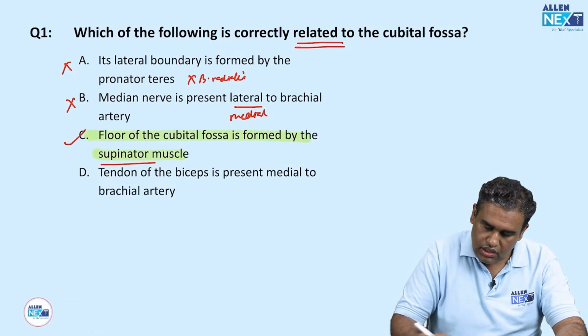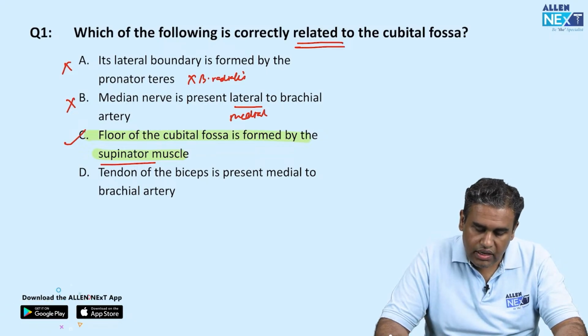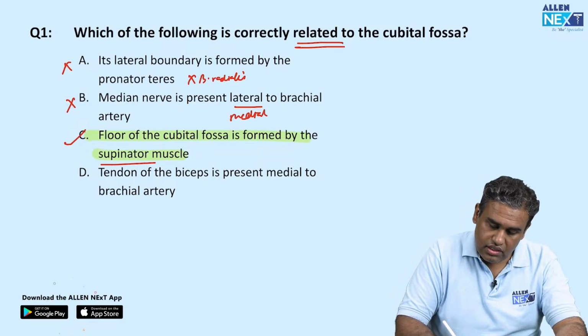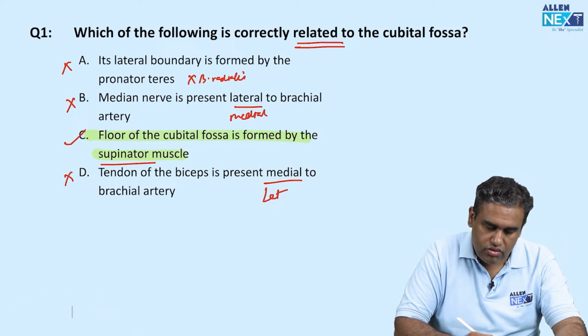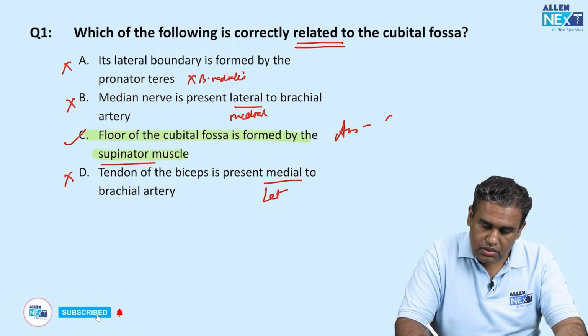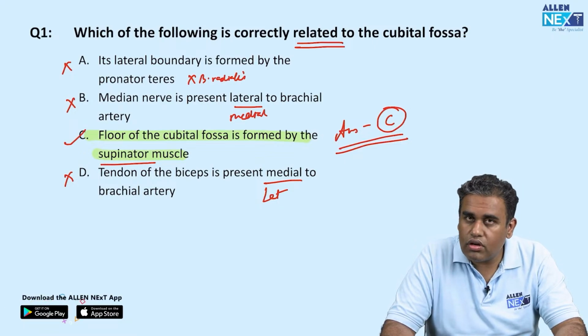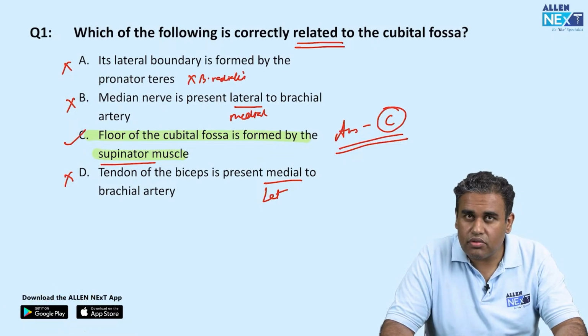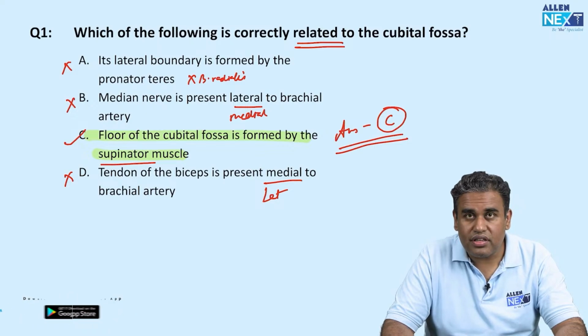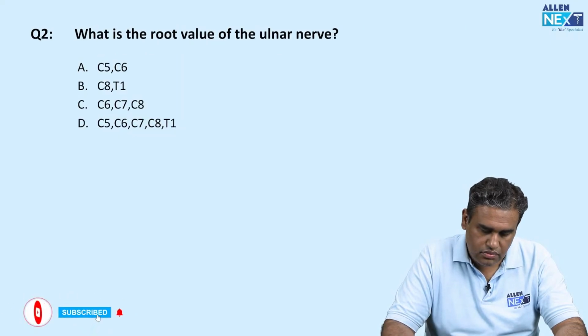Let us see option number D as well. Tendon of biceps present medial to the brachial artery. No, it is present lateral to the brachial artery. This is also wrong. Answer therefore is our option number C. Very important topic. Roof, borders, floor, contents, everything has been asked over here. Good question. Answer is option number C. Right? Let's see the next question.